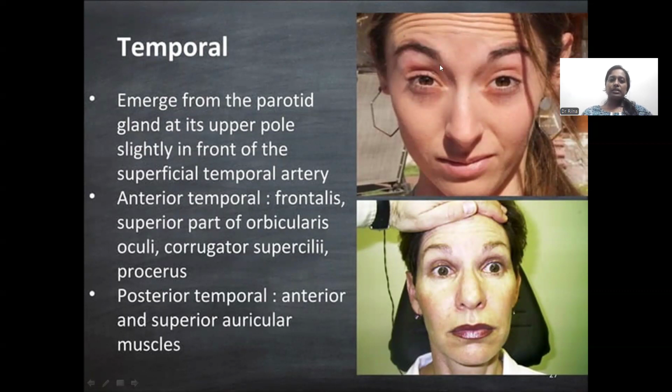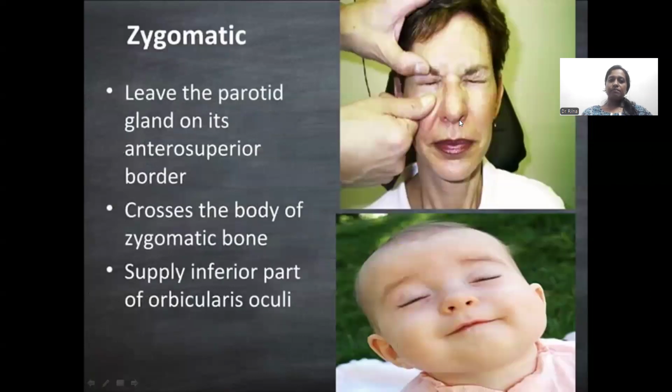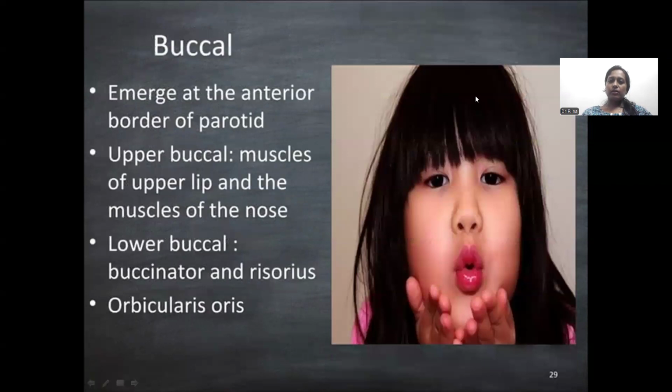So it supplies the frontalis, that is the muscle of the forehead, then the orbicularis oculi, that is the anterior temporal region, the superior part of your eyes, then corrugator supercilii, all these things. Then the second branch, the zygomatic. It is in the zygomatic region. It leaves the parotid gland, and it supplies the zygomatic region, and the inferior part of the orbicularis oculi.